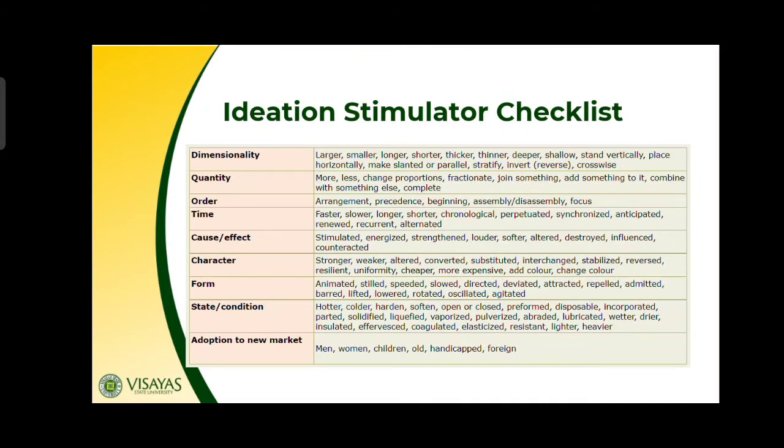So, if you create a product, make sure you identify it in its smallest details. Dimensionality, quality, order, time: is it louder, softer than anything, is it at baseline? Character, form, state and condition: is it hotter, colder, and adaptation to new markets. You have to identify who your target market is: men, women, children, handicapped, foreign.